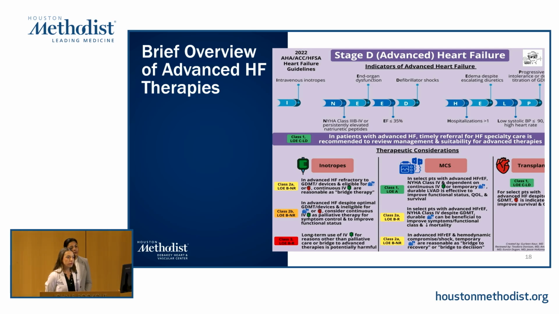So this slide kind of summarizes everything we've talked about. We've talked about identifying the patient via I NEED HELP, what class and stage the patient would be in. Then we need to talk about what are the options once we've involved advanced heart failure. So typically that involves things like inotropes, MCS or mechanical circulatory support, and transplant.